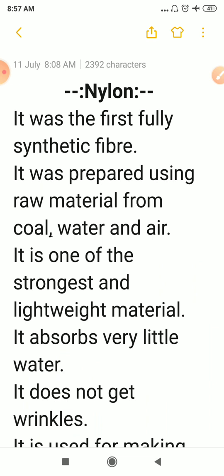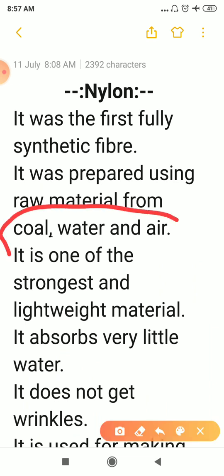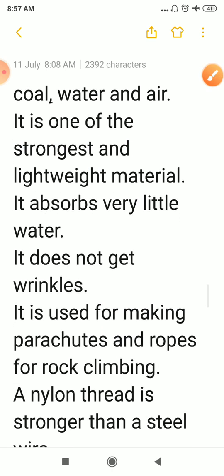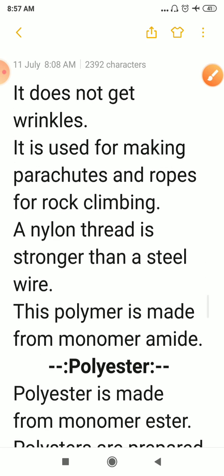Nylon is prepared from raw materials like coal, water, and air. These three raw materials are used for preparation of nylon. Nylon is one of the strongest materials. It is lightweight. It absorbs very little water. It does not get wrinkles. That is why it is used for a variety of purposes.